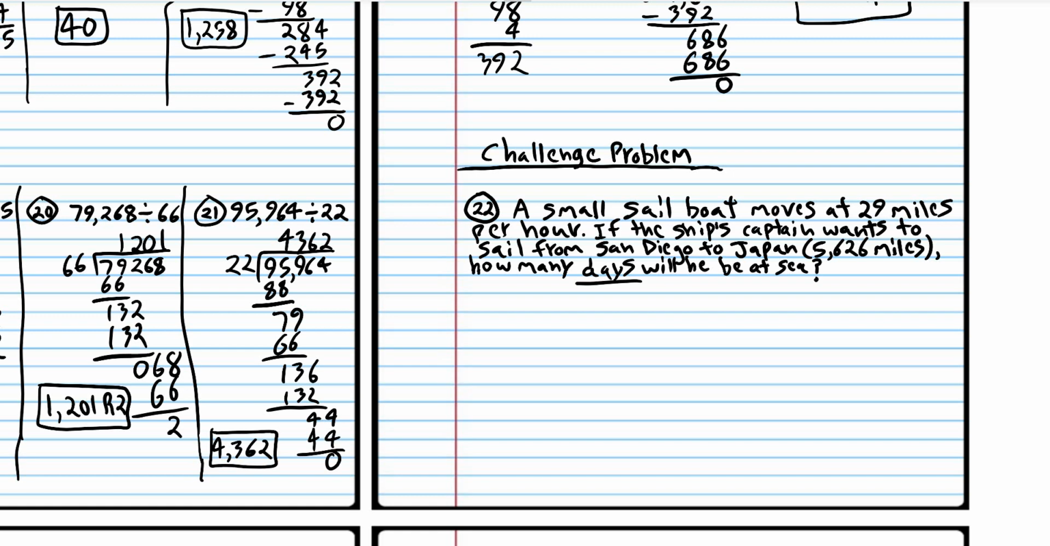A small sailboat moves at 29 miles per hour. If the ship's captain wants to sail from San Diego to Japan, 5,626 miles, how many days will he be at sea? All right. So the total distance from San Diego to Japan is 5,626 miles. And his rate is 29 miles for every 1 hour. So see if you can figure out this problem. And when you're done, come back and we'll do it together.